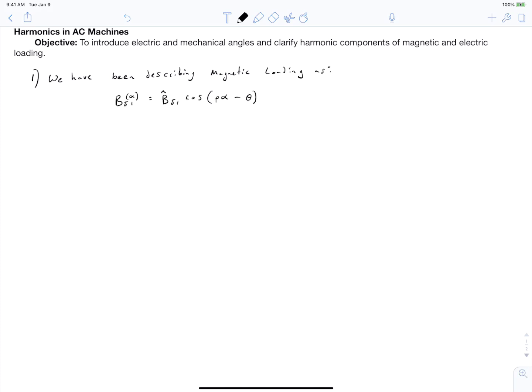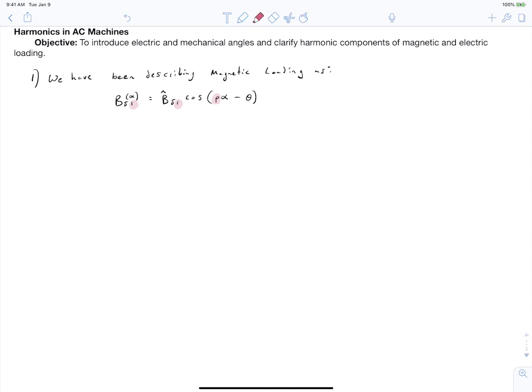And we've been describing magnetic loading with this expression. And there's two peculiarities about this expression for how it fits into our Fourier series analysis. The first is that we're using the subscript 1 when, in fact, alpha is being multiplied by p. So why does 1 match to p? And we'll be talking about that in a little bit.